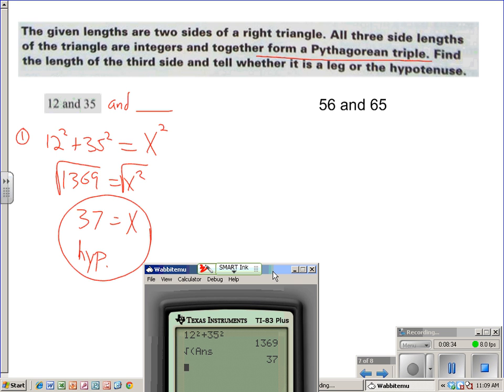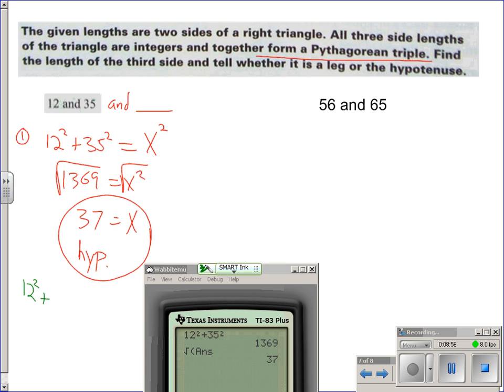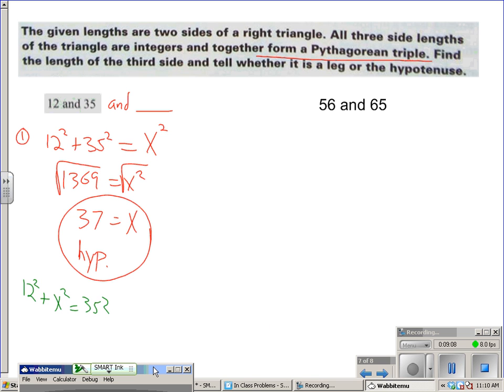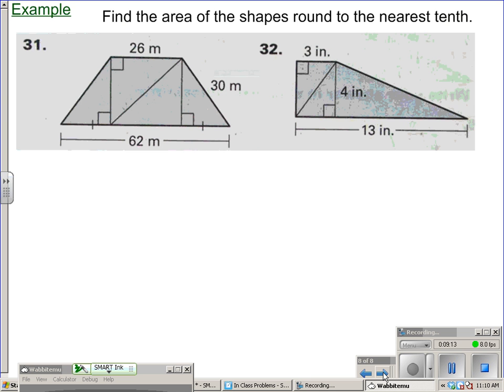In this first example that we did with the 12 and 35, if we did not get an integer for that third side, 37, then that third unknown side would not be the hypotenuse, which means 35 would have to be the hypotenuse. So we would set it up as, again, this is just if we didn't get the right answer, we would do 12 squared plus x squared to equal the longest side squared, and then that would give us our third side because these problems say these are Pythagorean triples. All right, so like I said, the 56 and 65, that's just an extra example if you want to try that. And I'll just do one of these.